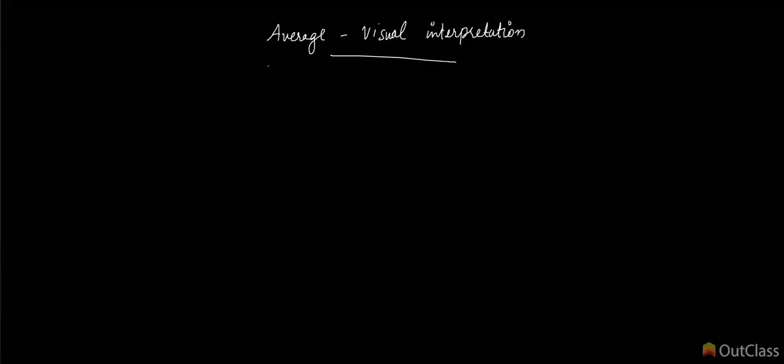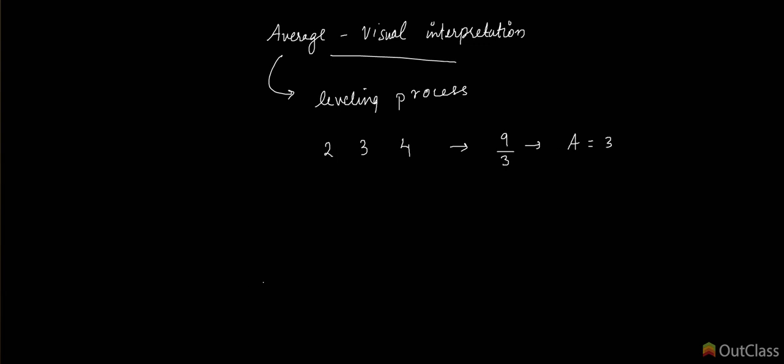Let me start this section by saying that average is a leveling process. What do I mean by this? Let me just give you three numbers: 2, 3, 4. What is the average of this? The sum is 9, there are three numbers, 9 by 3, so your average is 3.